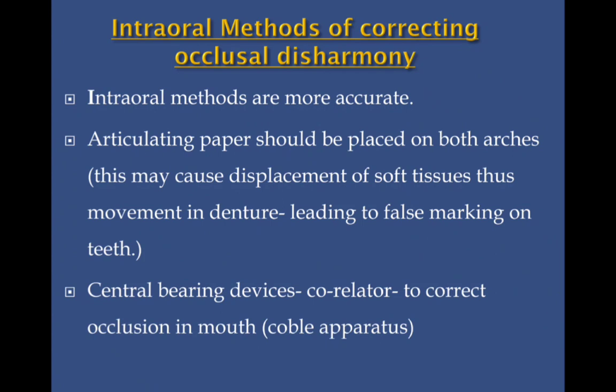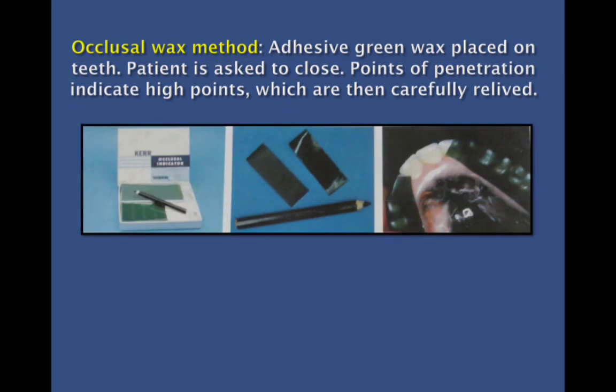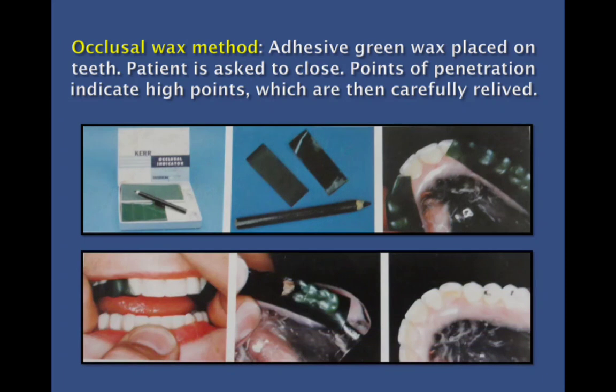Then again, a central bearing device or cobalt apparatus can be used for this method, but the most popular method is the occlusal wax method. Here what we are going to do, we are going to take an adhesive green wax and place it on the occlusal surfaces of the maxillary teeth, and ask the patient to slightly close his mouth. After the patient closes his mouth, we need to check for penetration of high points. Wherever the high points are, the wax is going to penetrate, and carefully we are going to eliminate those points. So this is one of the intraoral methods which can be used for correction of occluding interferences.